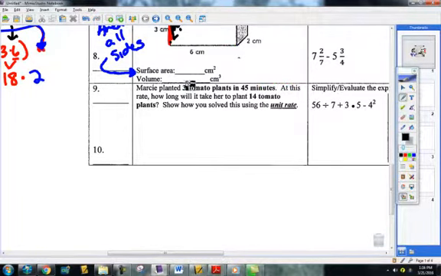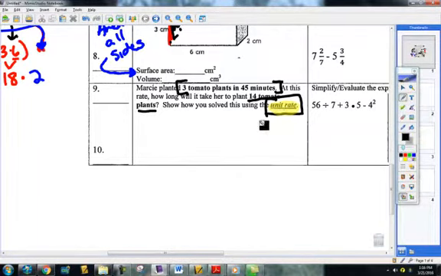Marcy planted 3 tomato plants in 45 minutes. At this rate, how long will it take her to plant 14 tomato plants? The big key here is this word right here. You have to find the unit rate. Okay. So you need to figure out per 1.